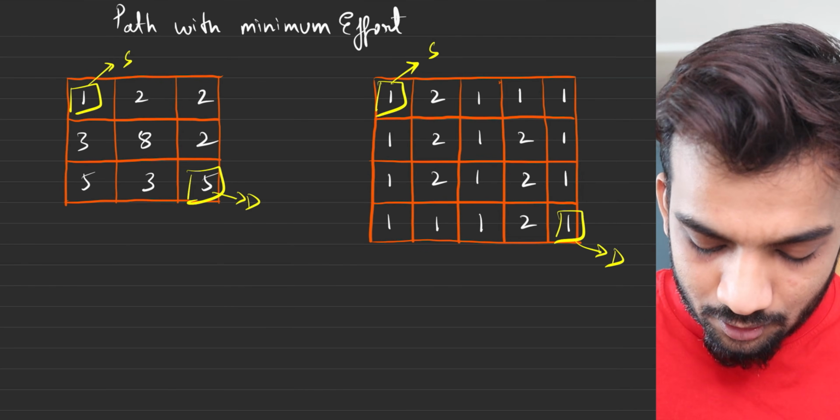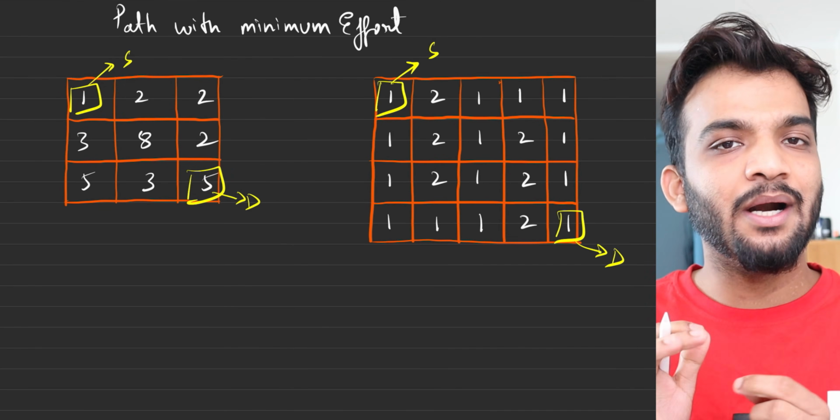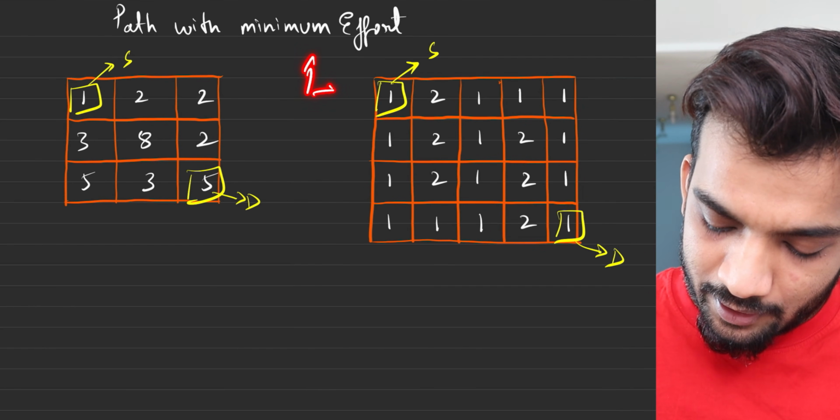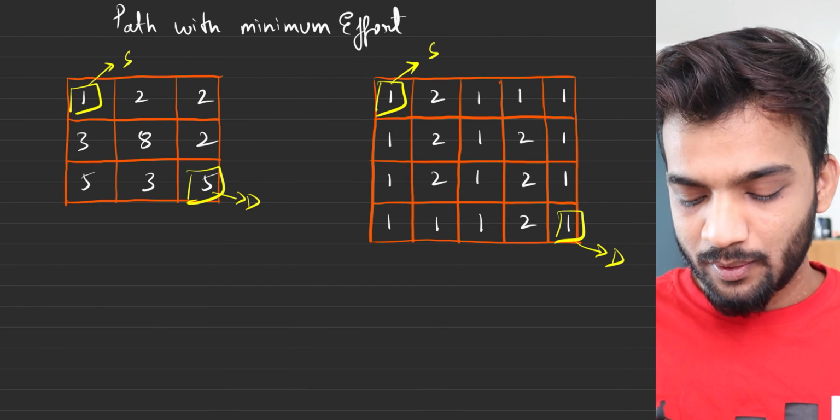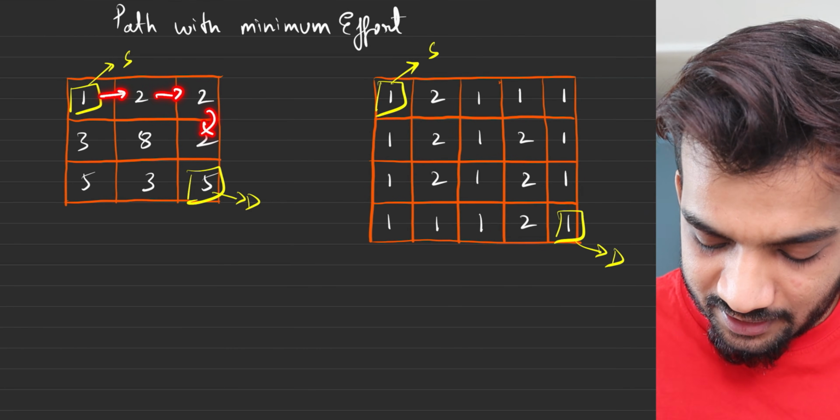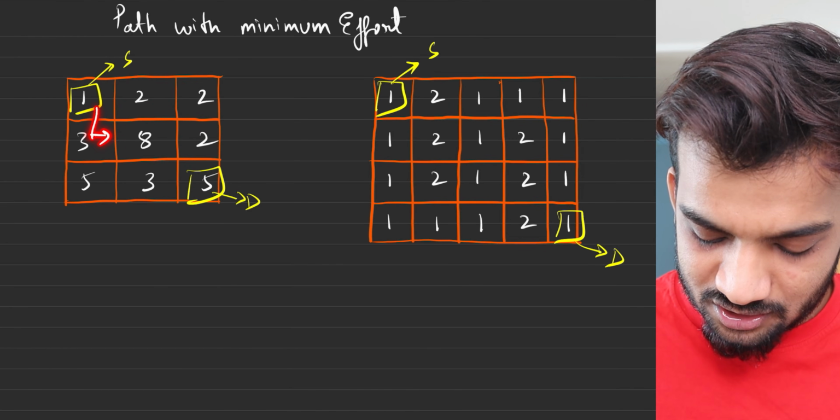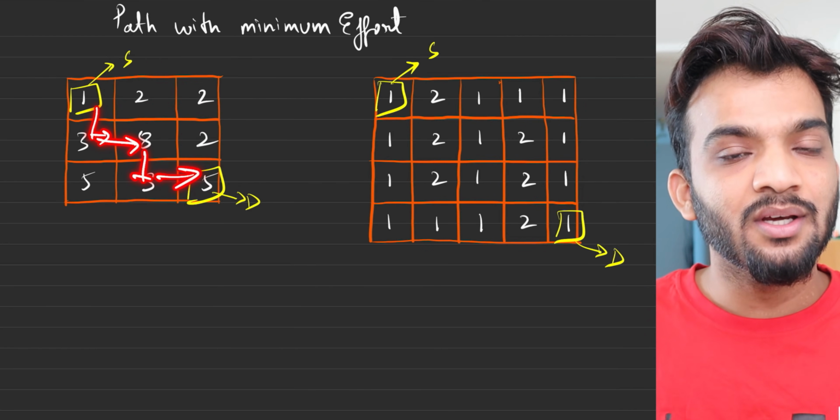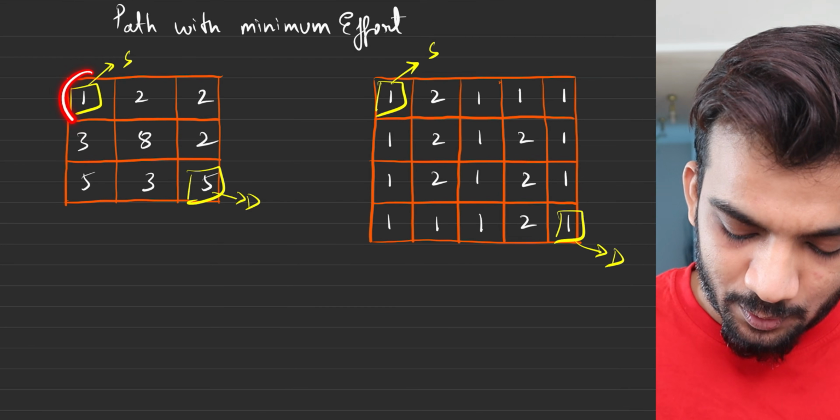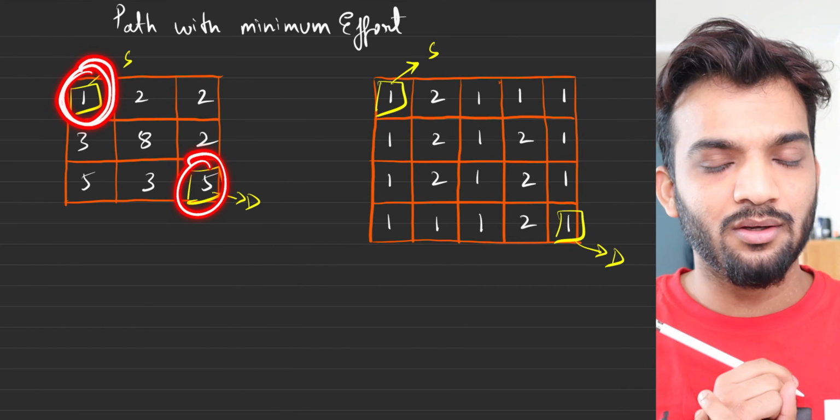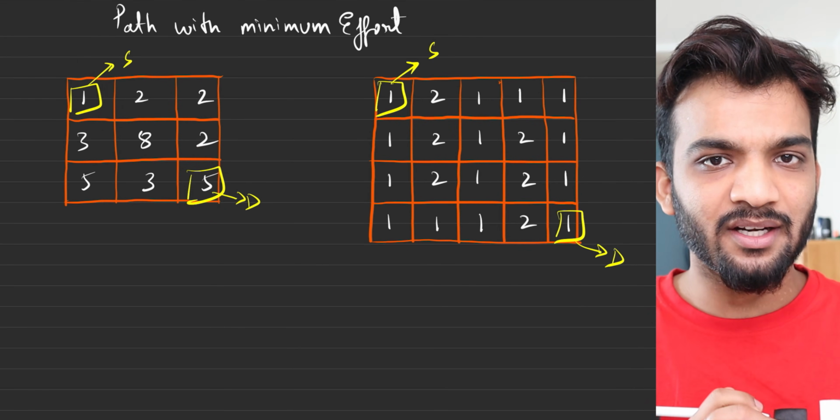Now, if I wish to reach from here to here, and we are just allowed four directions, we can actually go something like this, like this, like this. We can actually go something like this. There can be multiple ways in which we can reach from here to here. That is definitely clear, correct?